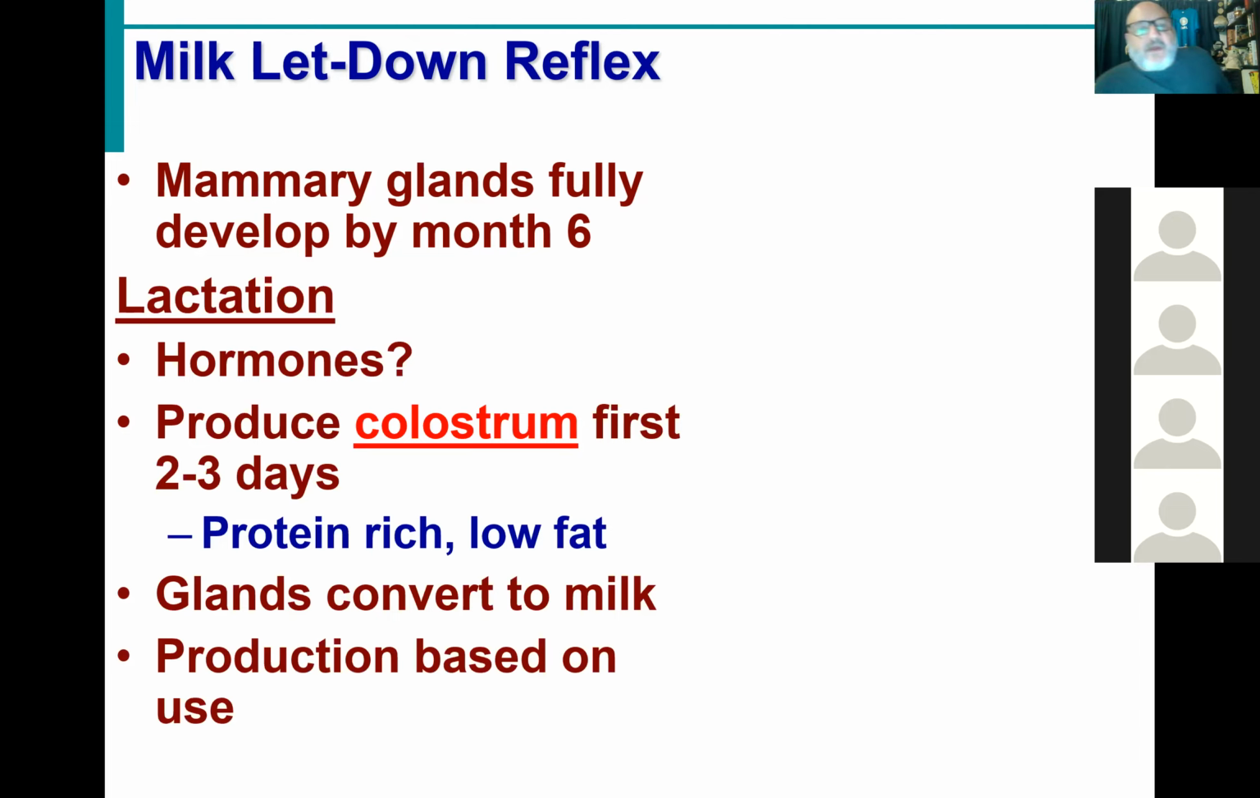What's also really cool about the mammary glands is that it's kind of similar to a positive feedback process that we talked about before. The more you feed, the more the breast will produce. So this is how a mom can feed a single baby, or she can feed twins, or she can feed triplets.